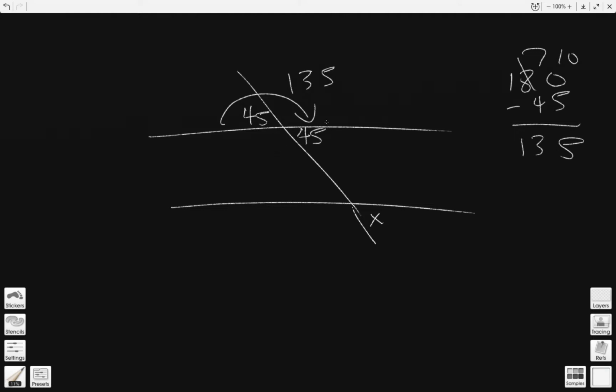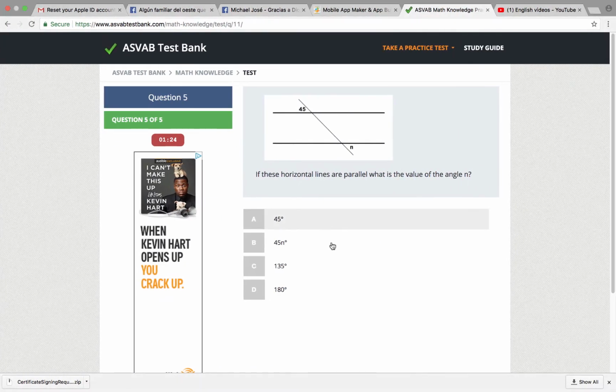Yeah, 135. So the opposite is 135, and then you can just take all this and write it in the corresponding angles. This 45 falls here, so this would be 45 actually, and this would be 135, and this would be 135, so that would be 45.